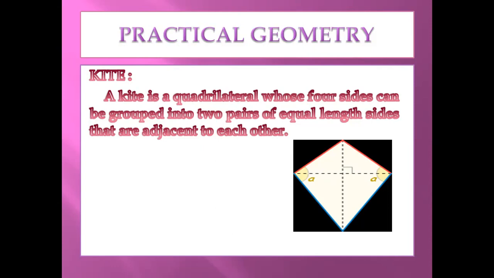And the diagonal of the kite always make the angle of 90 degree. I mentioned in the diagram, you can see clearly that the diagonal of the kite made the angle of 90 degree. A kite is a quadrilateral whose four sides can be grouped into two pair of equal length sides that are adjacent to each other. Adjacent means they meet with each other.